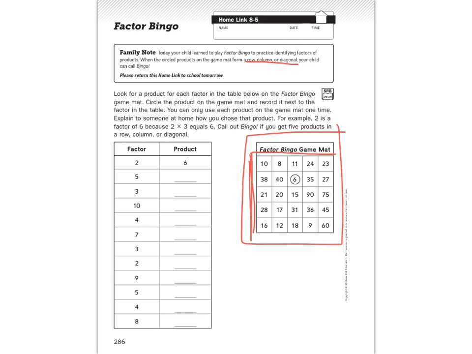So it says, look for a product for each factor in the table below on the Factor Bingo game mat. So we're looking over here. Circle the product on the game mat and record it next to the factor on the table. You can only use each product on the game mat one time. Explain to someone at home how you chose that product. For example, 2 is a factor of 6 because 2 times 3 equals 6. Call out bingo if you get 5 products in a row, column, or diagonal.